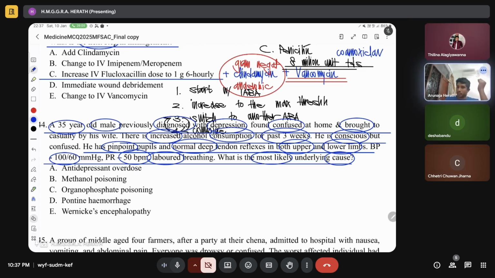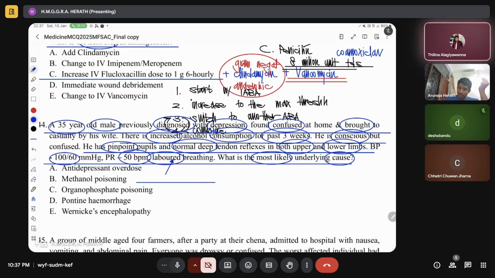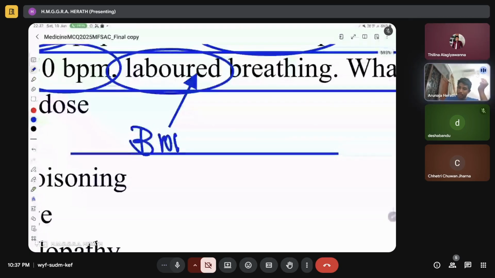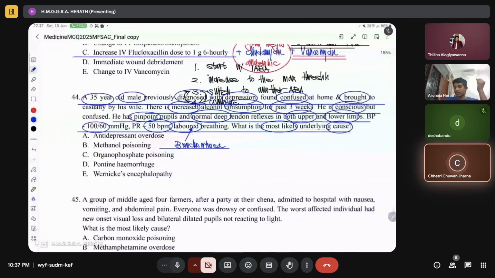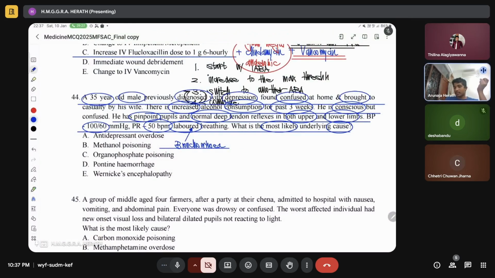Because of bronchorrhea. Because their secretions also increased. What does labored breathing mean? It's actually difficult to breathe. Okay. Blood pressure is 100/60. Is this low? Do they get low blood pressure in organophosphate poisoning? Yeah, they can usually get.